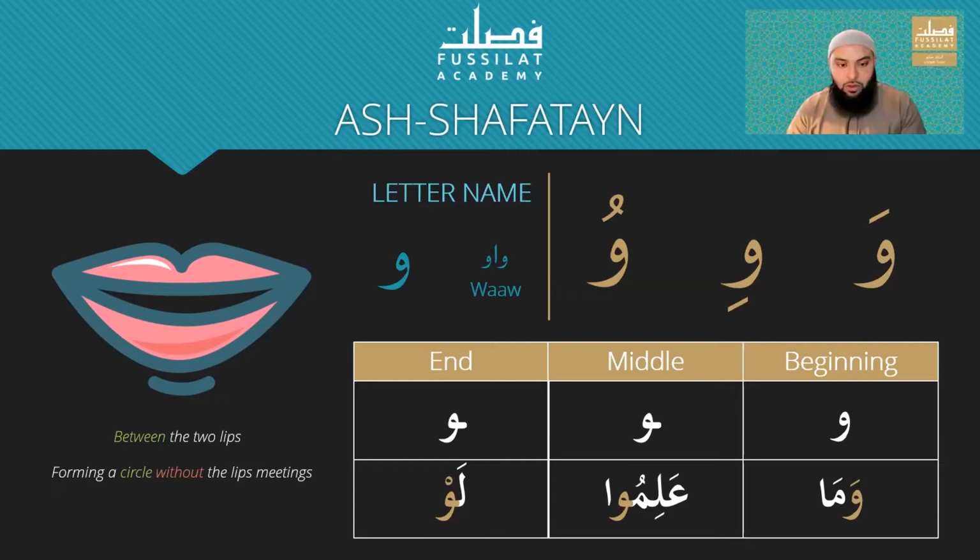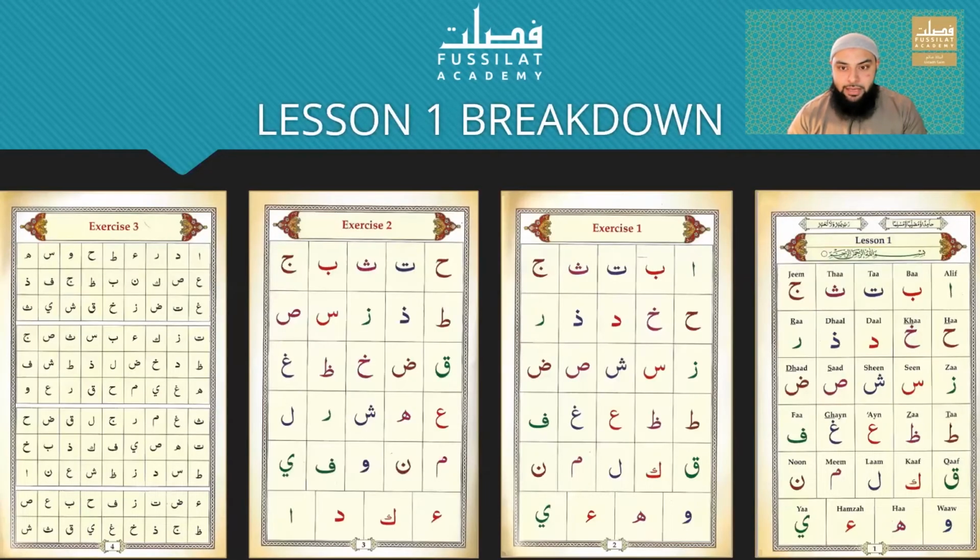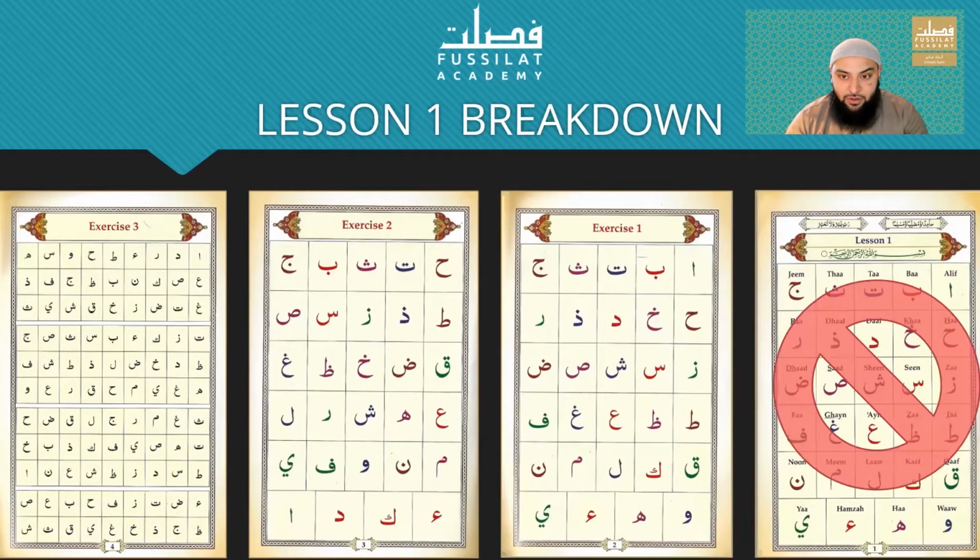Alhamdulillah, those are all the makhraj done. This is lesson 1. It's split into the actual lesson, and then there are 3 exercises with it. I tell everybody, never, ever do the first page of lesson 1, because the transliteration is absolutely poor. Try to encourage the student to get used to the actual Arabic letters instead of relying on transliteration.